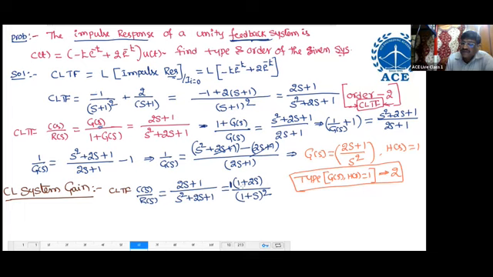The time constant form is like this: K into (1 plus s tau 1)(1 plus s tau 2) and so on, divided by s power N into (1 plus s tau...), like this form. So what is the system gain we are getting here? System gain is 1. After adjusting into time constant form, whatever the constant is there, that is called system gain. So K equal to 1.